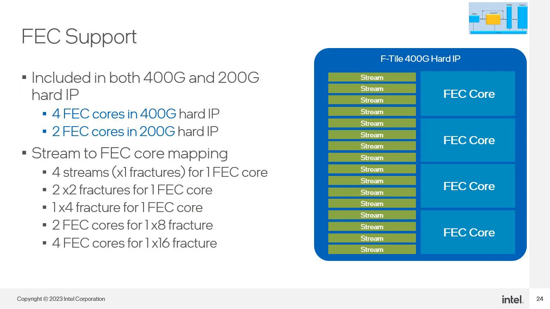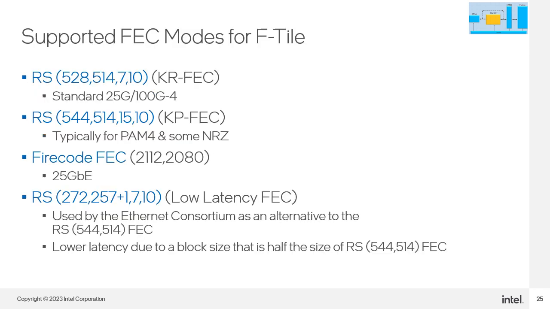There are 4 FEC cores in the 400G hard IP and 2 FEC cores in the 200G hard IP. The FEC cores can be split to support multiple independent streams. Each FEC core is connected to a select grouping of 4 streams. The number of streams used will determine how much of or how many FEC cores will be needed by a single interface. This slide shows the 4 different FEC modes supported in the F-Tile and their typical uses. Note the low latency FEC mode is a new mode supported by Intel FPGA, available on the F-Tile.